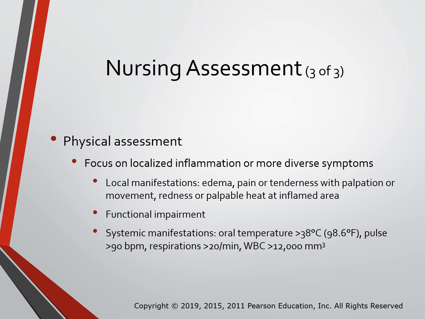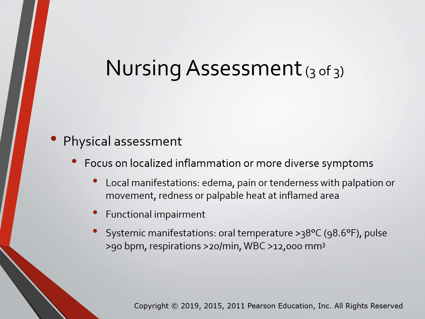Systemic manifestations of inflammation include an oral temperature greater than 38 degrees Celsius or 100.4, or less than 36 degrees Celsius, 96.8. Pulse greater than 90 beats per minute, respiratory rate greater than 20 per minute, tachypnea, and WBC greater than 12,000 or greater than 10% bands.